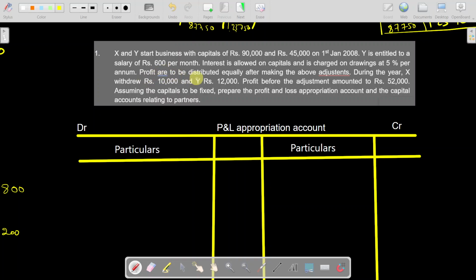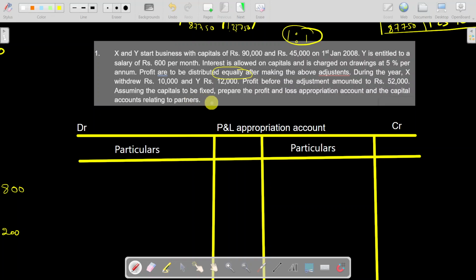Profits are to be distributed equally after making the above adjustments. Equally means the profit sharing ratio will be 1:1. During the year, X withdrew 10,000, Y 12,000. Profits before the adjustment amounted to 52,000. So this is the net profit, 52,000, assuming the capitals to be fixed.